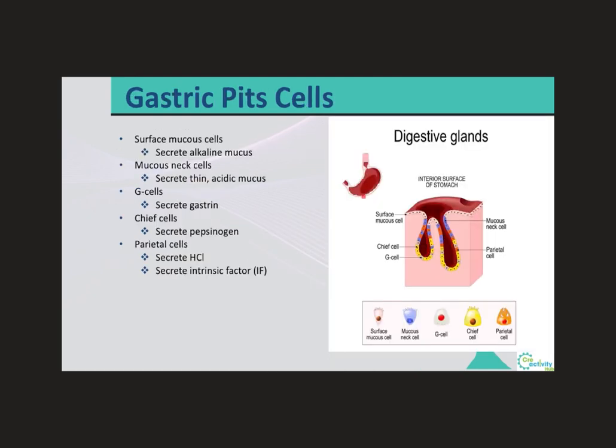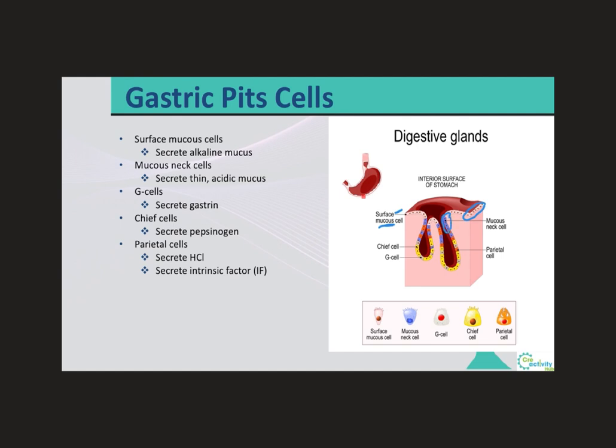With regards to the epithelium of the stomach, it's made up of simple columnar epithelium. And because the stomach is very acidic, the first cells on top are what we call the surface mucus cells. And they will secrete this alkaline mucus that will protect the lining of the stomach. Then we have what we call the mucus neck cells that will secrete this very thin acidic mucus.